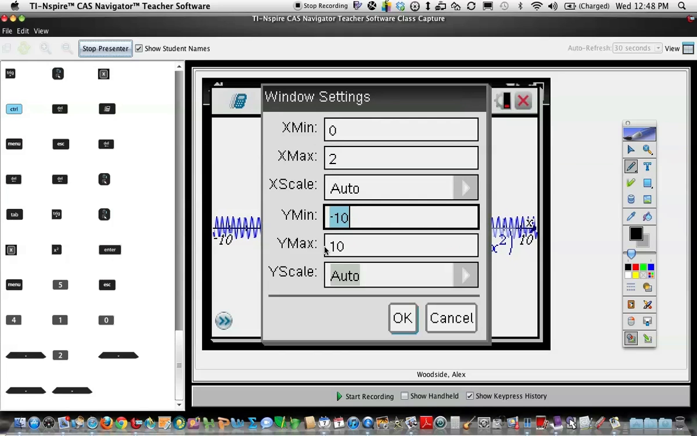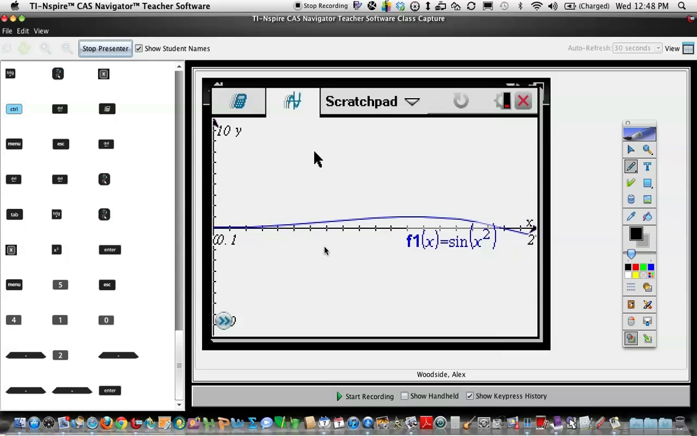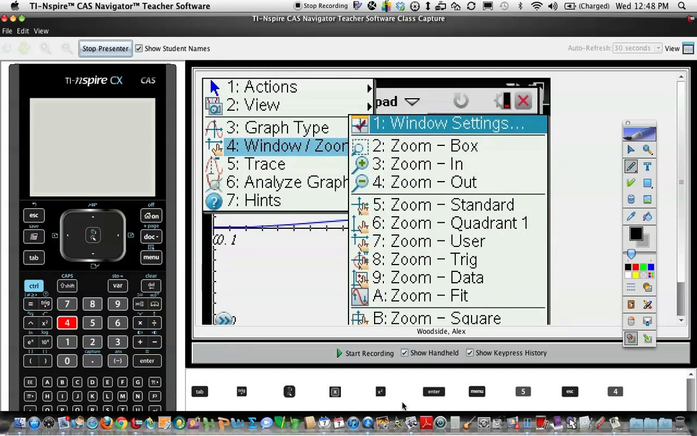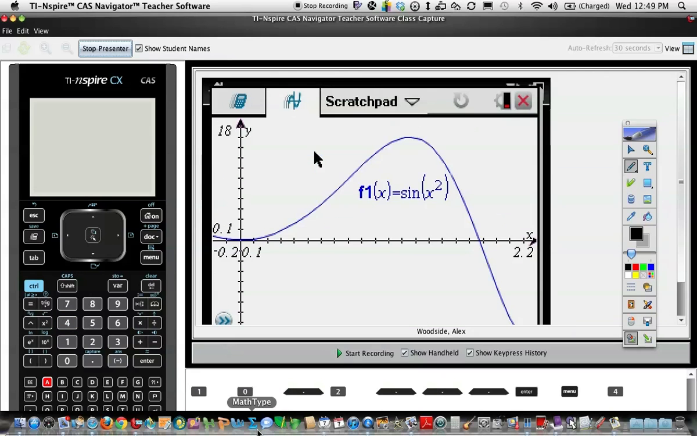And once we set our left and right edge, our x min and x max, go ahead and hit OK, or hit enter. Once you've set your left and right edge, now go back to your menu and go to Zoom Fit. Go to Zoom Fit.